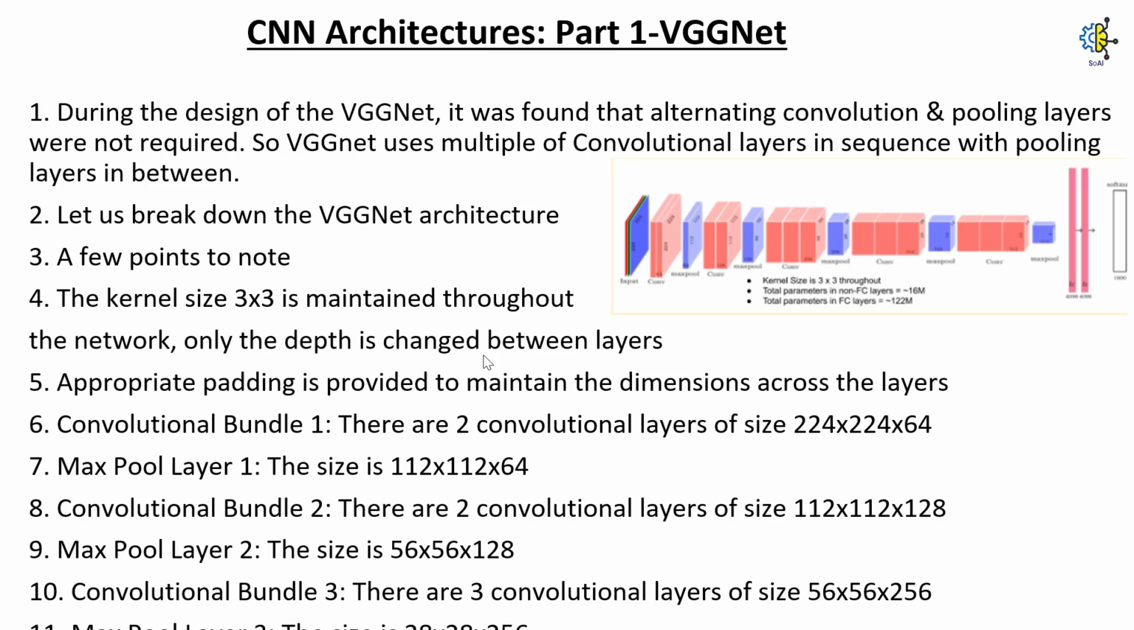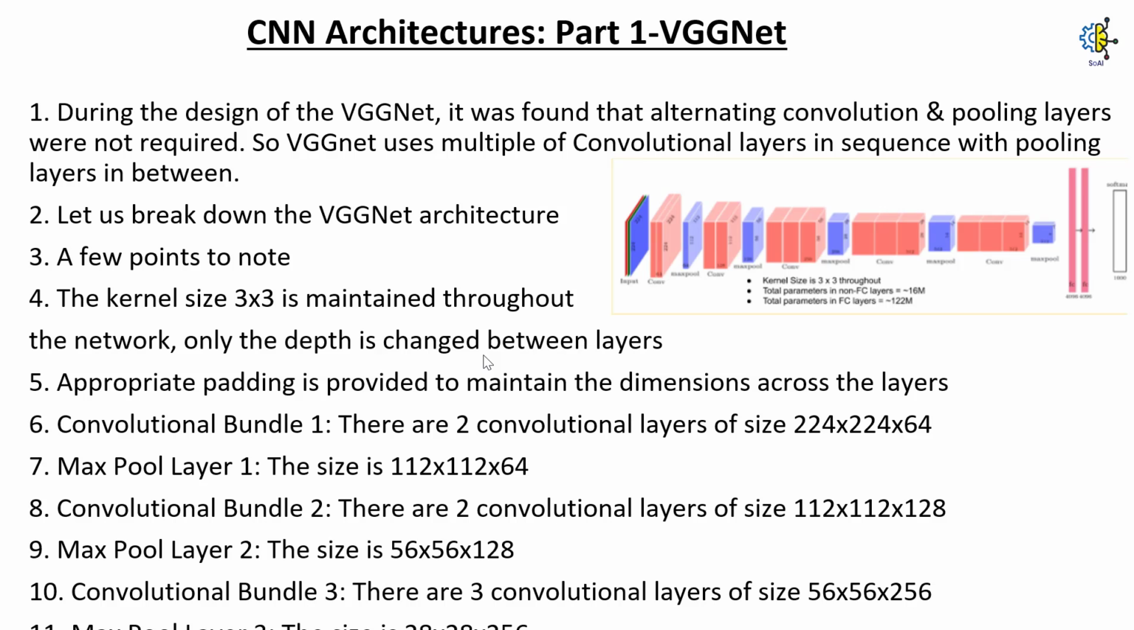convolutional layer, thereby changing. During the design of the VGGNet, it was found that alternating convolution and pooling layers were not required. So VGGNet uses multiple convolutional layers in sequence with pooling layers in between. Let us break down the VGGNet architecture. A few points to note. The kernel size 3 cross 3 is maintained throughout the network, only the depth is changed between layers. Appropriate padding is provided to maintain the dimensions across the layers.